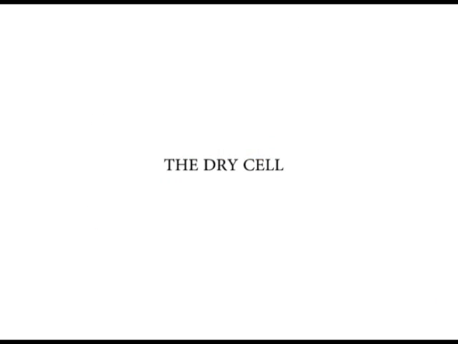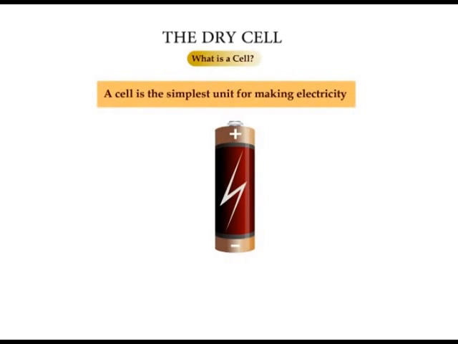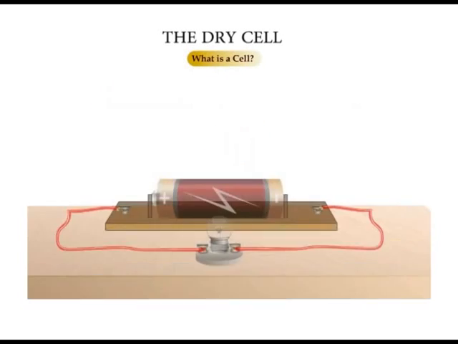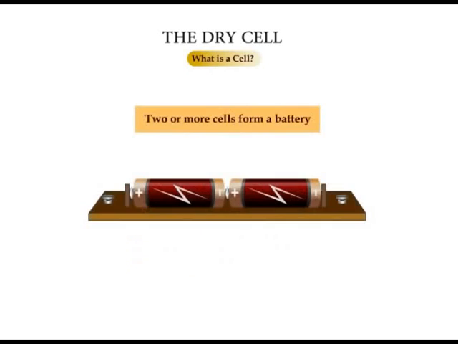The dry cell. A dry cell is the simplest unit of generating electricity. It generates electricity from chemical reactions, pumping electrons through wires. 2 or more cells form a battery.